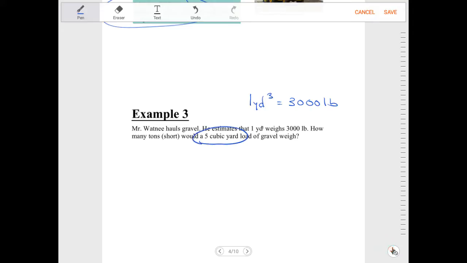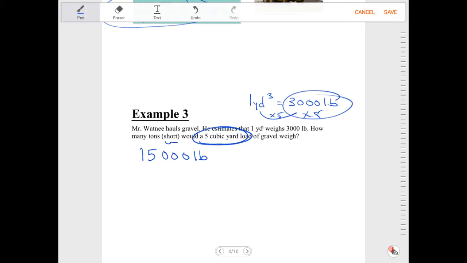Now the person has 5 cubic yards. Well, basically then I think in my mind we're just going to times this by 5, because each cubic yard is 3,000 pounds. So essentially the person has 15,000 pounds. Okay, 15,000 pounds. Now, what the person wants to do next, though, is they want to convert it into tons. And we are dealing with short tons.